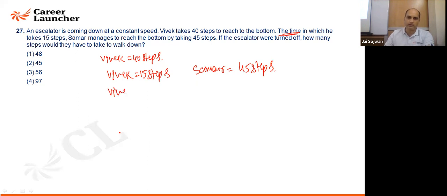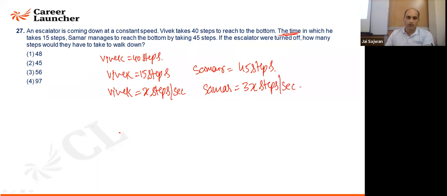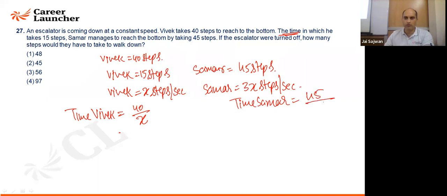Can I say that if Vivek's speed is x steps per second, the speed of Samar will be thrice of it, because in the same time Samar travels thrice the steps? What is the time taken by Vivek to travel 40 steps? Can I say 40 by x? What is the time taken by Samar to travel 45 steps? Let's say 45 by 3x, because he was getting down after traveling 45 steps.